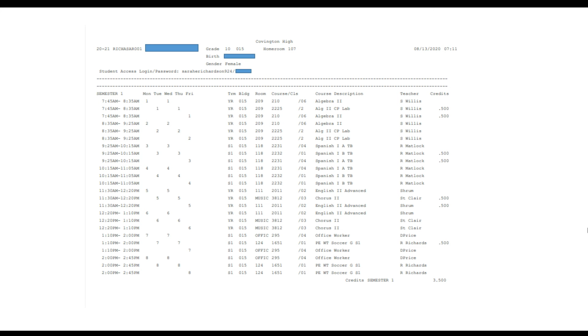Hey Chargers, back with you for a little bit of schedule understanding here. I know that this looks like a lot. When you get your schedule today, whether you access that online or you actually come up to the school to pick up your schedule, this is what it's going to look like.